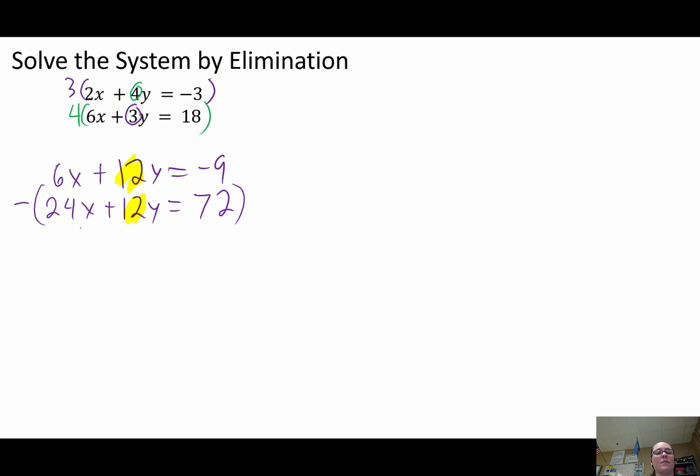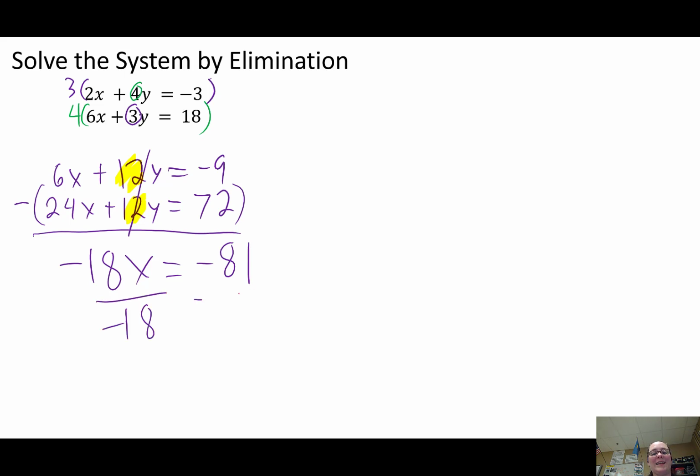So 6 plus a negative 24, 6 minus 24 gives me negative 18x. 12 minus 12 gives me 0, canceling each other out. Then negative 9 minus 72 gives me a negative 81. Now we're going to divide both sides by negative 18, and I'm going to get x is equal to 4.5. So we can have a decimal. This is one reason why graphing isn't always the easiest to use.